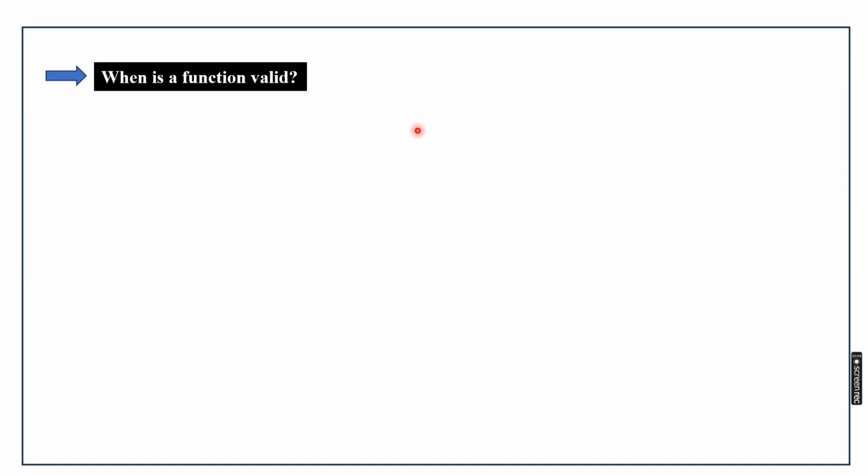In this video we'll cover topics about the validity of functions. In the previous video we have seen functions, domain and range. So in this video we will cover what makes one function valid or invalid.